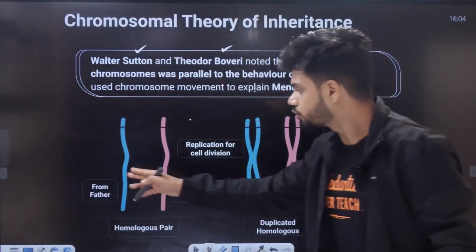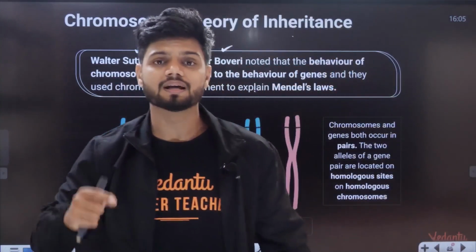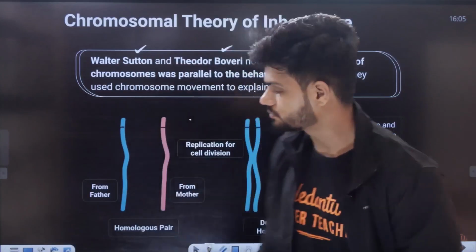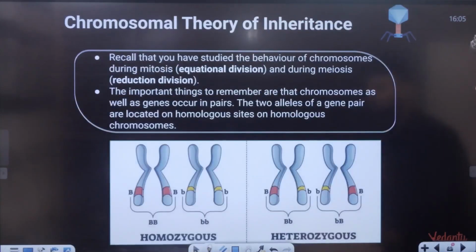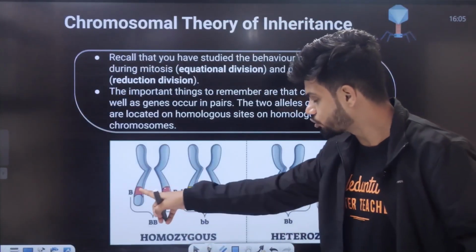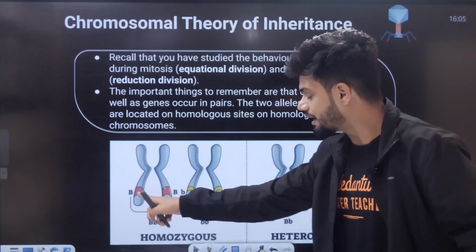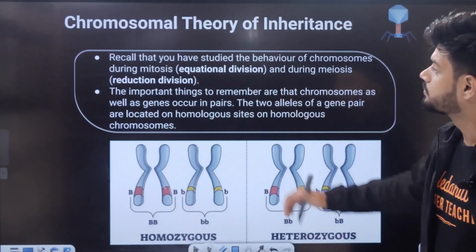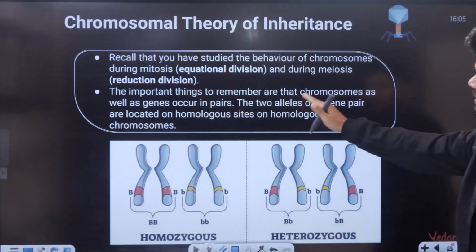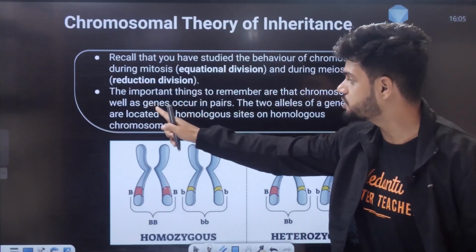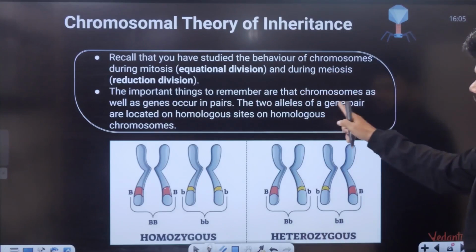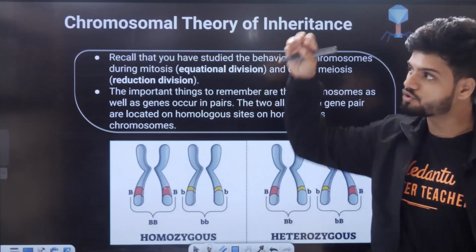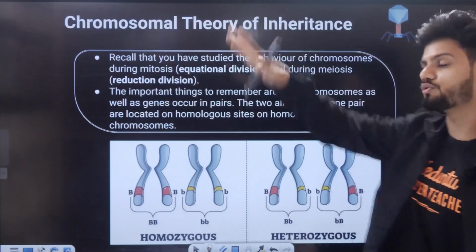Like how we get one chromosome from father, one chromosome from mother, similarly, we get one allele from one parent, one more allele from the other parent. Same to same. See here, if these two chromosomes are moving, separating, the genes on them also separate. Okay? The important thing to remember is that chromosomes as well as genes occur in pairs. The two alleles of a gene pair are located on homologous sites of homologous chromosomes. So genes are present on the chromosome.